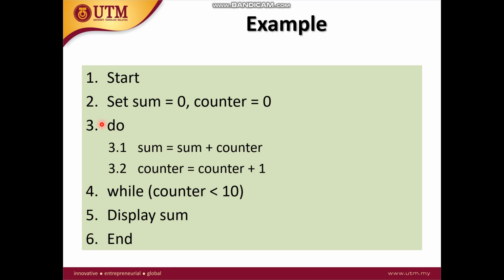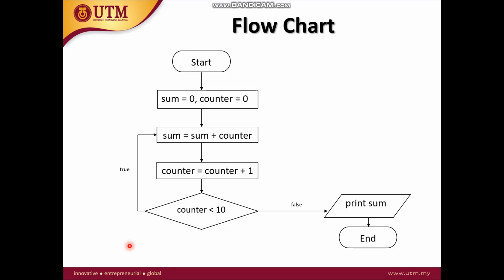So this loop continuously iterates itself. It continues executing until the counter becomes 10. Is 10 less than 10? No, so it comes to this part of the flowchart, displays the summation, and then the end of the flowchart.